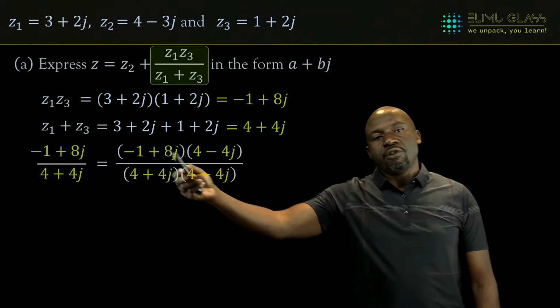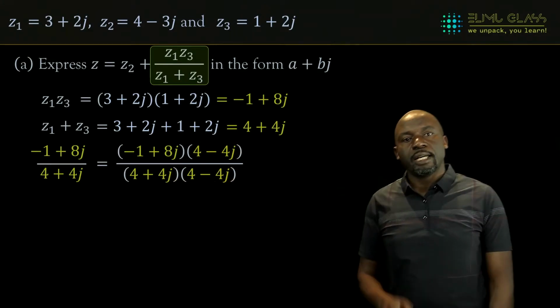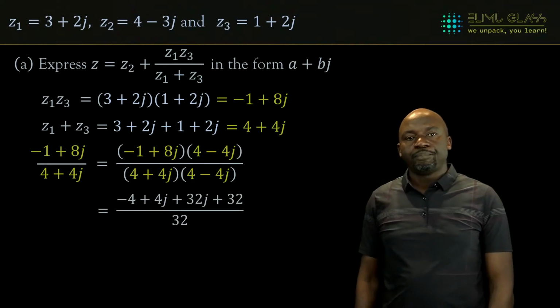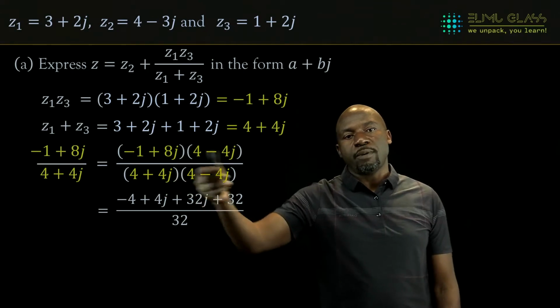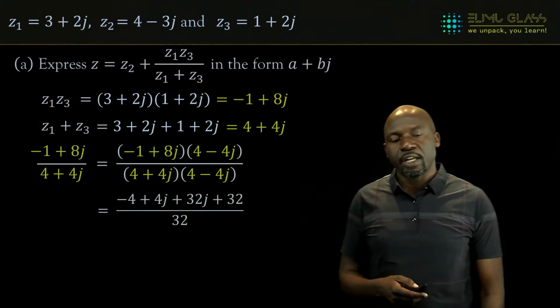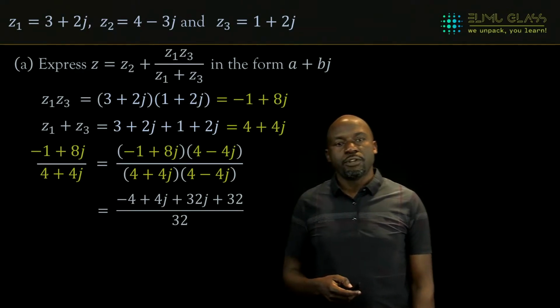If we multiply the numerator in the same way that we did it earlier, we will end up with that result there. So just try this yourself, multiply them the way we did this one here, and you should be able to see that we get minus 4 plus 4j plus that.